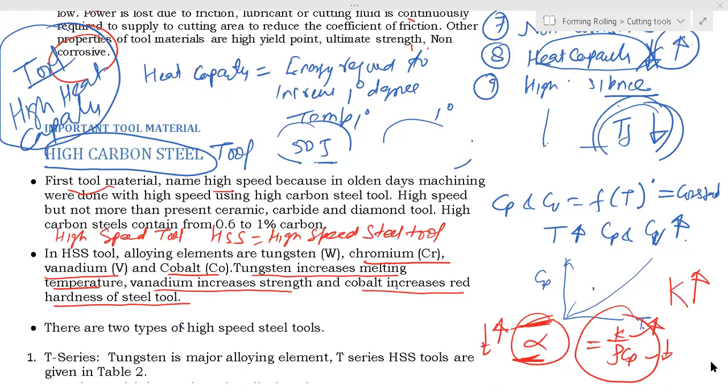So basically, there are two types of high speed steel tool. One is called tungsten based, and the second is called molybdenum based.